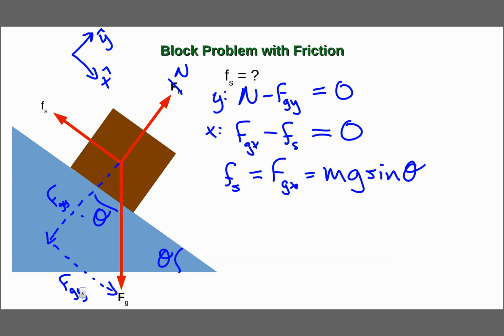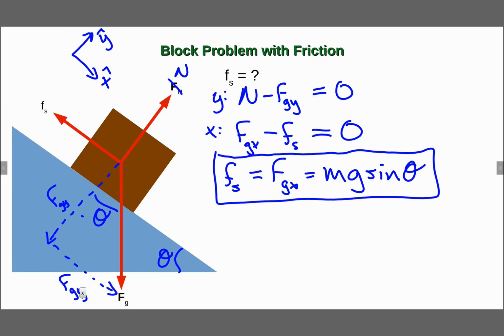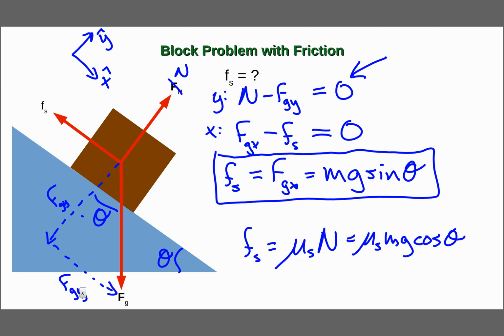So if we had a problem where we had some object of some mass sitting on a hill, and we knew the coefficient of static friction, and we wanted to find out if the box was going to start sliding or not, okay, we could first solve for the force that static friction is going to be, and then we know that the maximum force that static friction can apply is mu sub s times n, and n is equal to Fgy based on this equation, okay? So that's equal to mu sub s times mg cosine theta, okay?